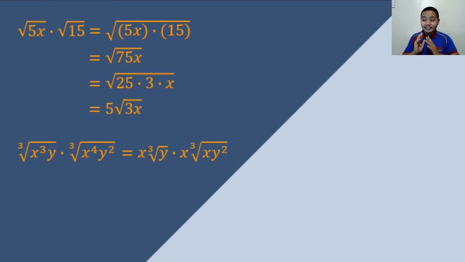Yung factor na nasa labas ng radical symbol, i-multiply natin yon. So that would be x squared kasi x times x, x squared yon. Yung nasa loob naman ng radical symbol, i-multiply rin natin yan. So that will be xy cube. Yun yung magiging base sa loob ng radical symbol natin.